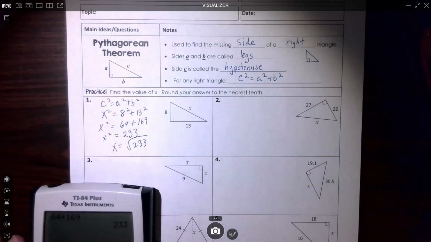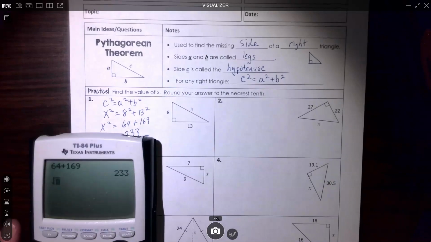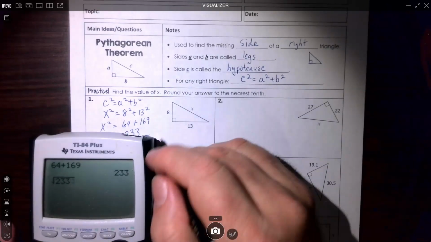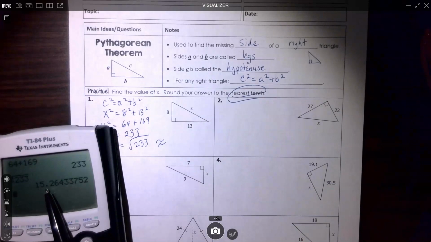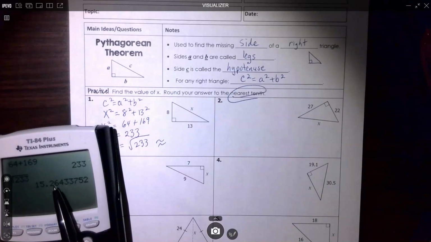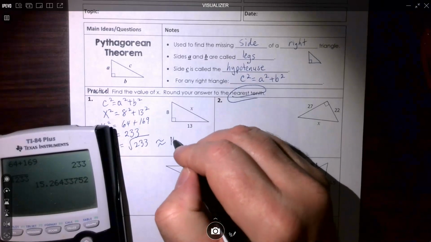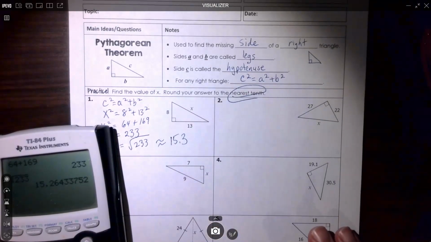So I take the square root of 233, and that gives me approximately, to the nearest tenth, so one decimal place, 15.3. When you're rounding to the first decimal place, you always look at the second, and if it's 5 or higher, the digit goes up. If it's 0, 1, 2, 3, or 4, then it stays the same. In this case, it's moving up to 15.3, and we're done with that problem.